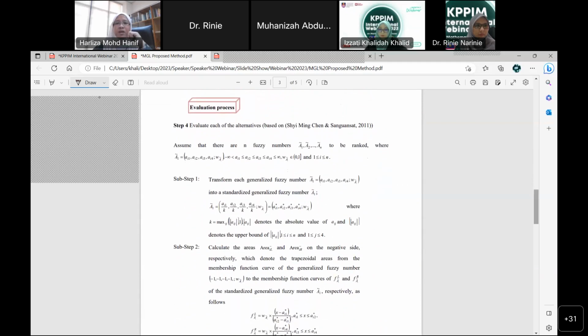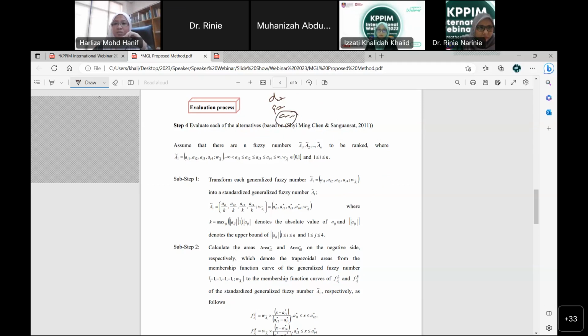And then for the evaluation process, we use Chen and Sang Guan 2011 because their method is area based. In evaluating fuzzy numbers, there are a lot of methods to choose from. We can choose the dominance method, the spread method, area, AHP, TOPSIS, a lot of methods. But for this research, we choose area because they consider the fuzzy number as a whole. We consider everything that consists of the fuzzy numbers. So by doing this, hopefully the information will not be lost.